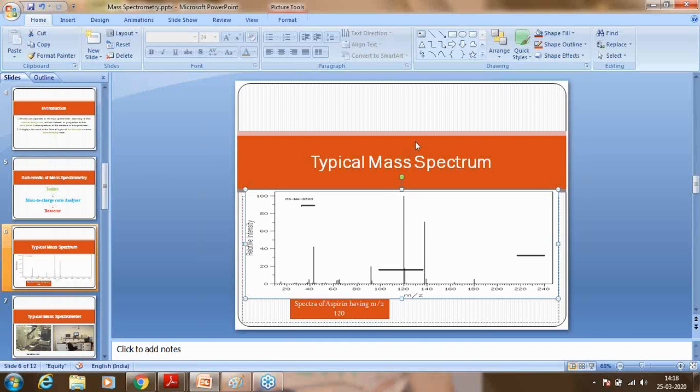So this is the typical mass spectrum. You can see on the x-axis we take m upon z, mass upon charge, and on the y-axis we take the relative intensity. This is the sharp peak we get for the aspirin, and this sharp peak represents the relative abundance of the molecule in the sample. Okay. Next.